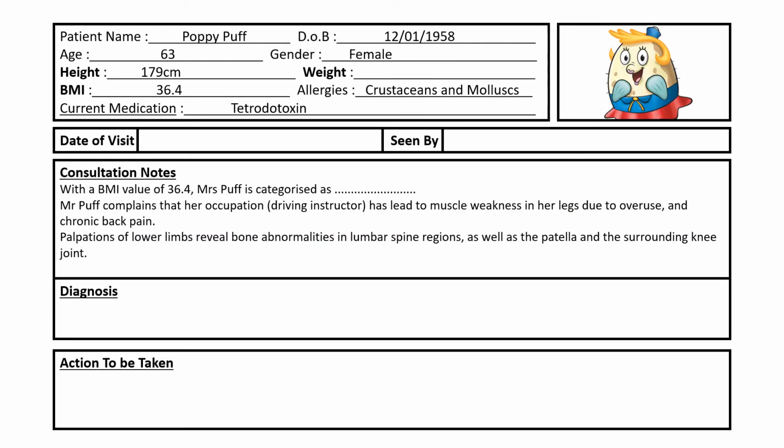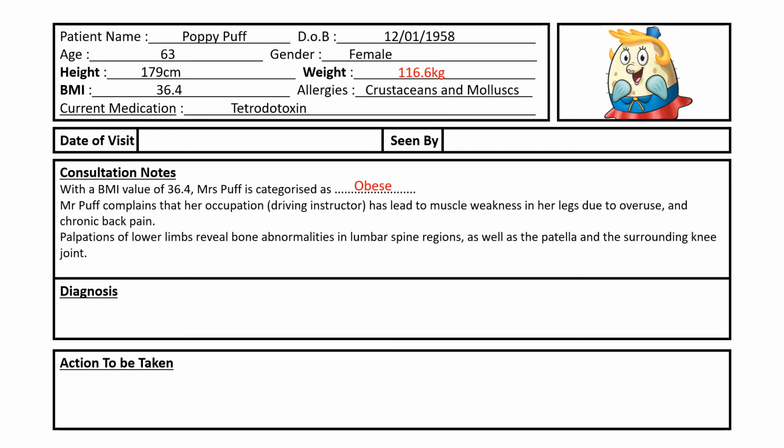The next patient we'll look at is Mrs. Puff. This time we got given Mrs. Puff's BMI, but not her weight. So if we do a quick rearrangement of the equation, we can find out that her weight is equal to 116.6 kilograms, which equates to being an obese BMI of 36.4.